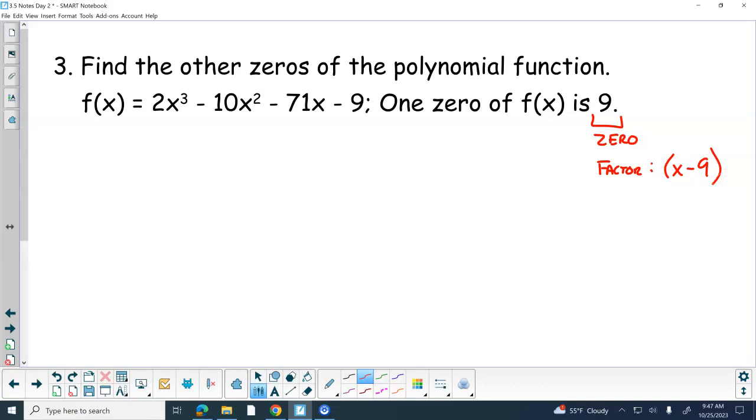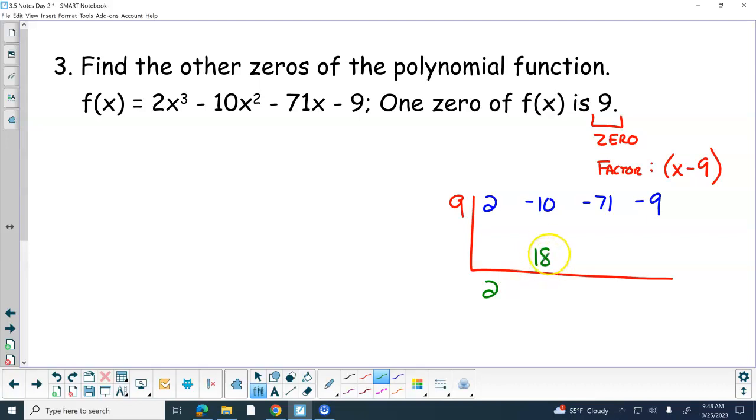So we know that 9 is a 0, so we're going to synthetically divide that line. So then we've got 2, negative 10 for the x squared, negative 71 for the x's, negative 9 for that one. Drop, multiply, add, multiply, add, multiply, add.